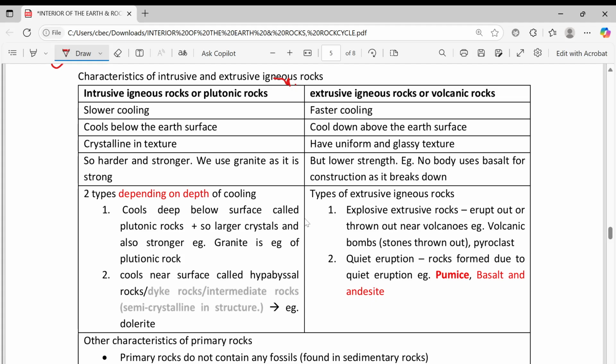You just listen. Intrusive igneous rocks are called plutonic rocks. These cool slowly because they are not coming outside. They are below the surface only. They cool below the surface, and they are crystalline in nature, meaning they form crystals.